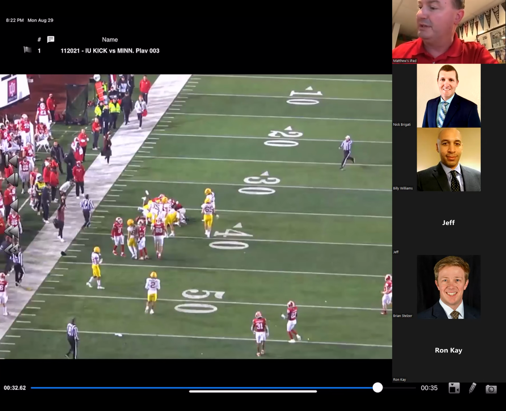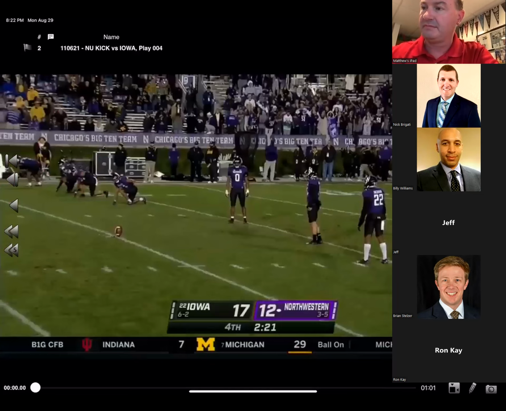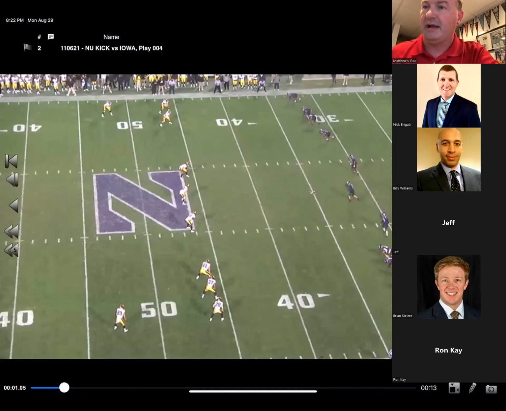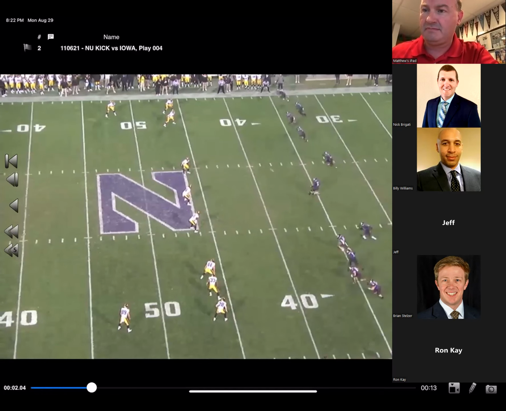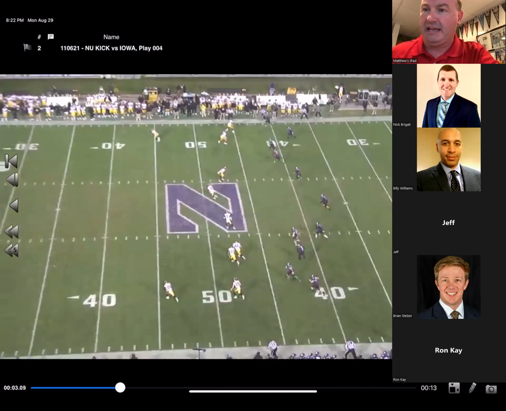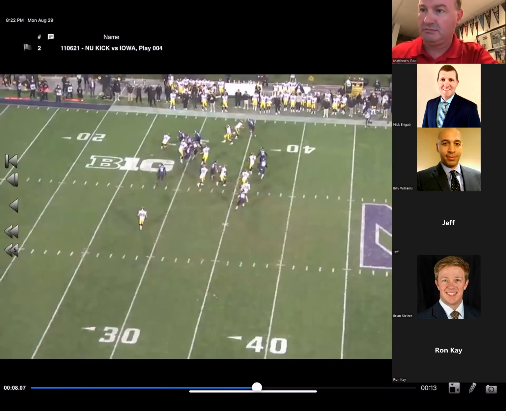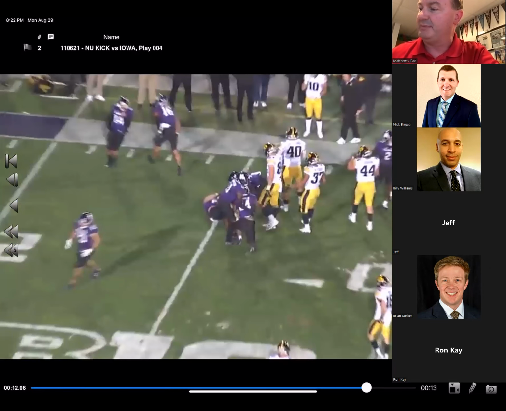Let's look at another one. So this is going to be at the top of the screen. Again, player goes out of bounds, comes back in, never touches the ball. Non-reviewable. Again, they got the flag, which is great, but that's a non-reviewable play.